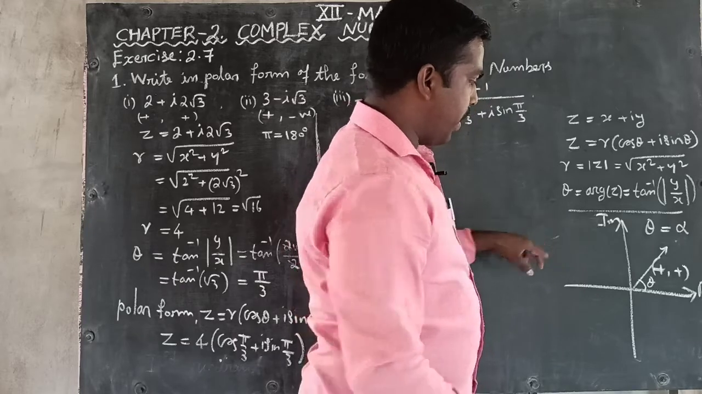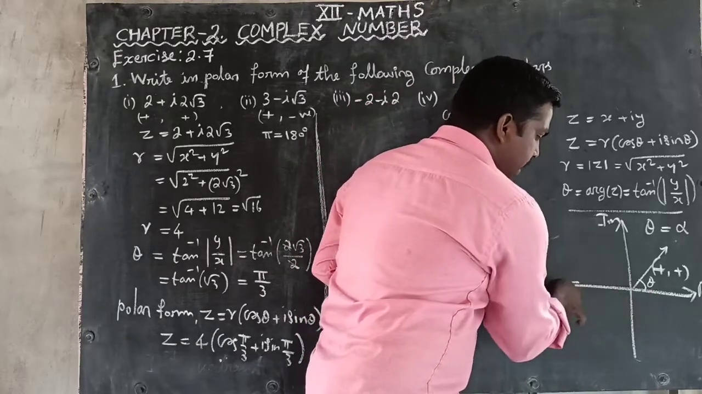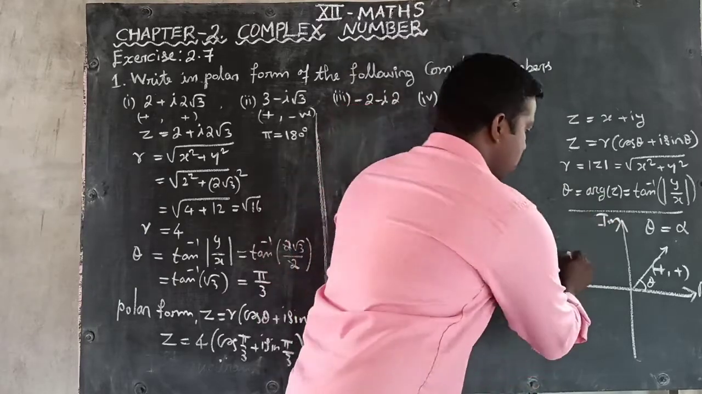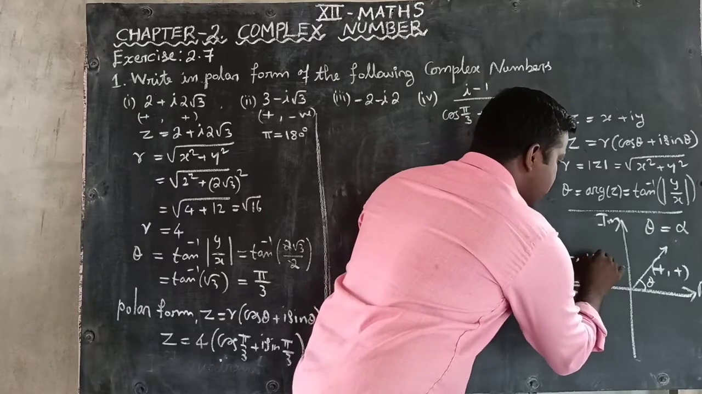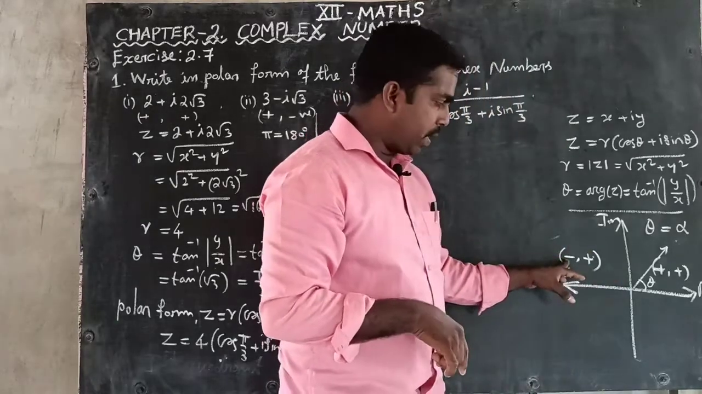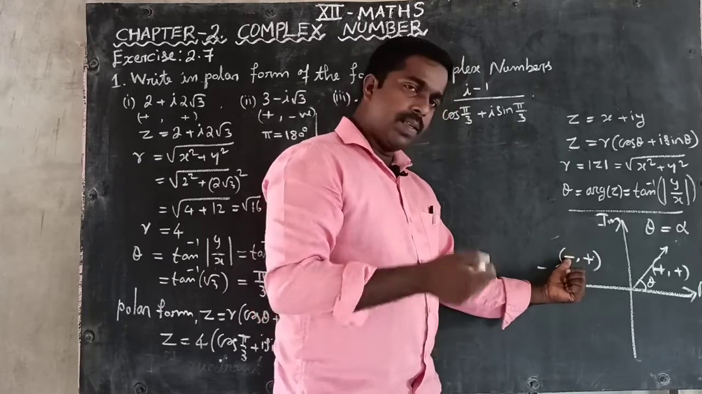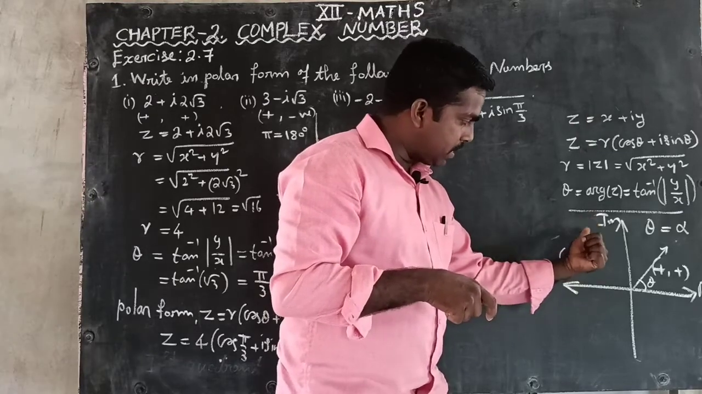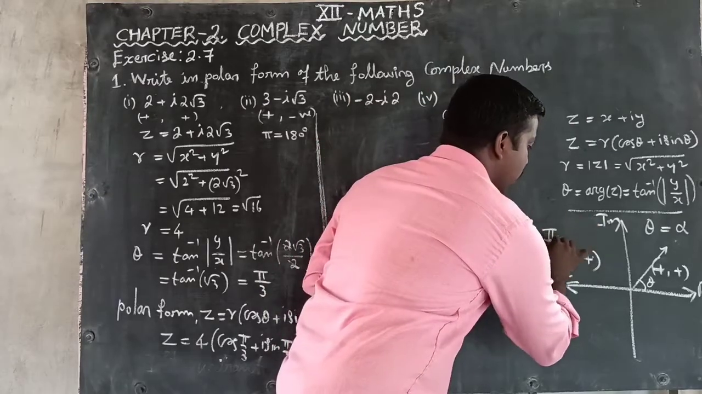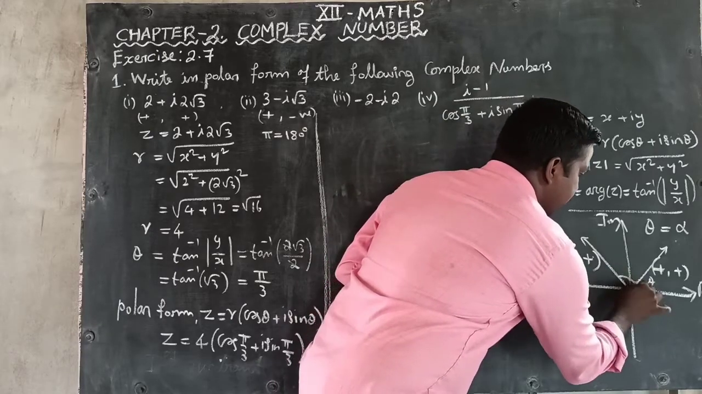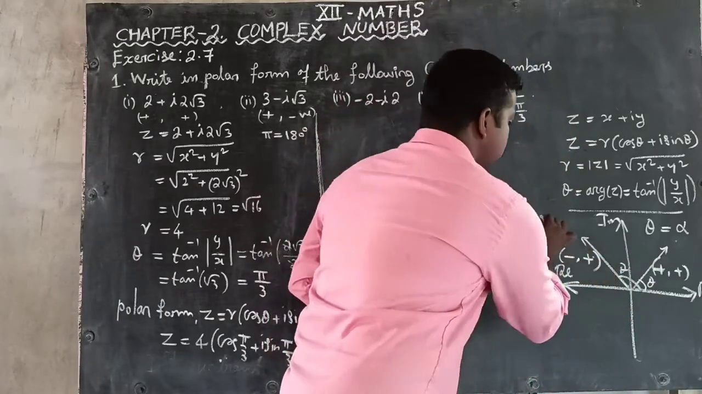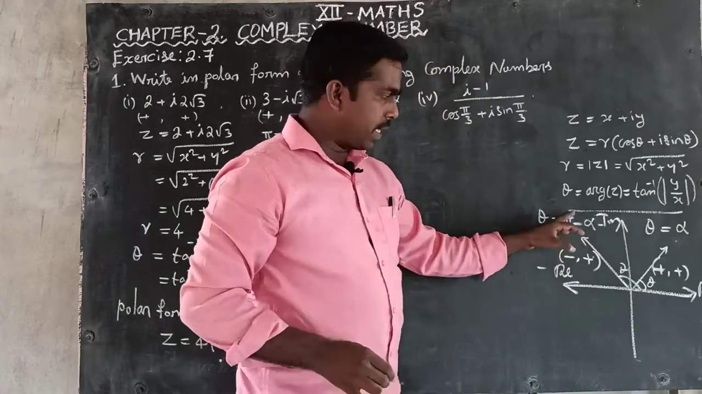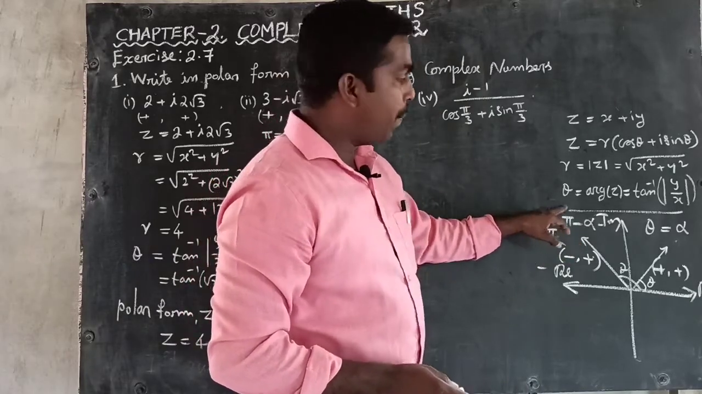In the second quadrant, real is negative, imaginary part is positive. So this is negative and positive. Suppose the given complex number has a negative real value and a positive imaginary value, then the value is in the second quadrant. In the second quadrant we have the formula for theta: theta is pi minus alpha. For the second quadrant the value of theta is pi minus alpha.